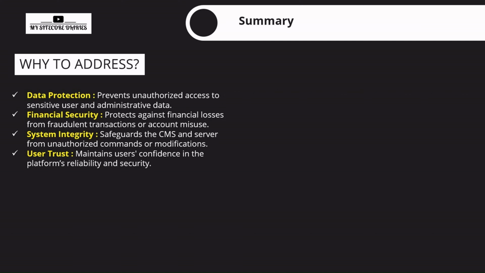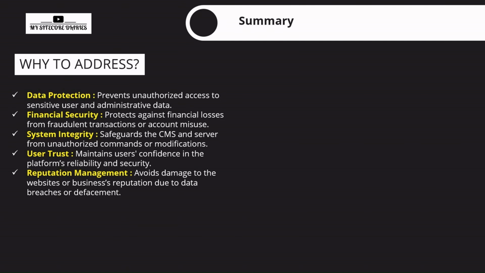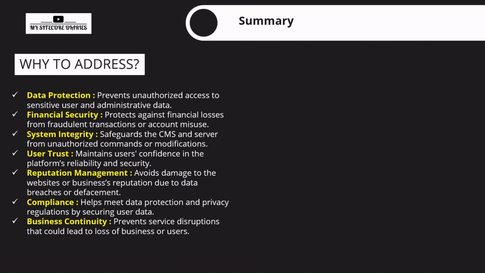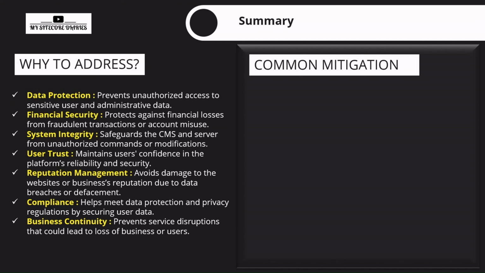User trust, this is also a very important thing. It maintains user confidence in the platform's reliability and security. Reputation management avoids damage to the website or business reputation due to data breaches or defacement. Compliance helps meet data protection and privacy regulations by securing user data. Business continuity prevents service disruption that could lead to a loss of business or users. So these are the reasons you should address all the vulnerabilities in the system, and these are the common mitigations which you should be doing at any point of time.